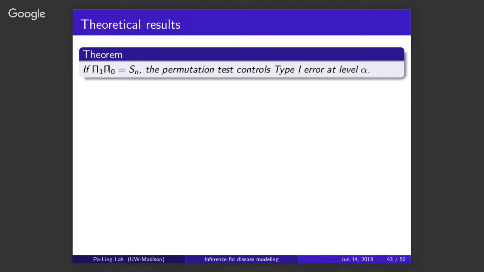So if H0 is completely empty or completely full graph, pi 0 is equal to Sn, so then this permutation test always works. So the more complicated stuff is to understand what this criterion actually looks like when the graphs are not complete or empty.